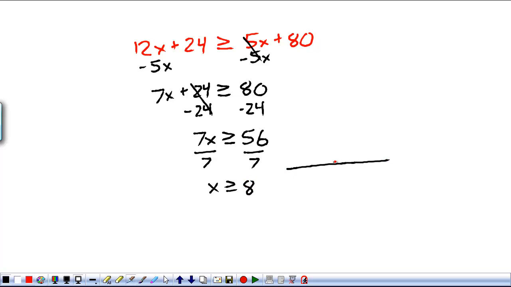So that means for all values where x is greater than or equal to 8, the area of the rectangle will be larger than the area of the triangle. Let's take a look at your guided practice now.